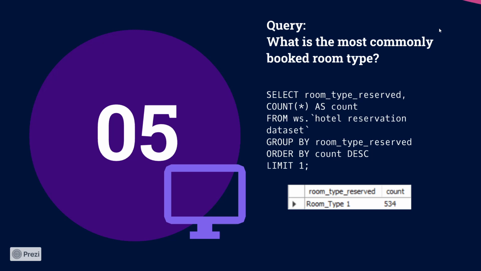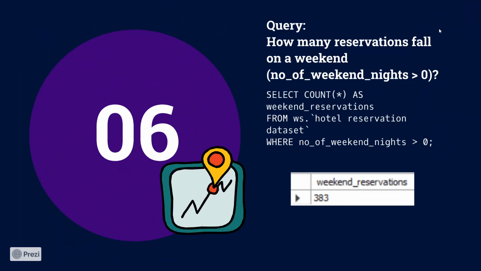Moving on with our fifth query, what is the most commonly booked room type? I applied this query in which I selected the room type reserved column and the count of all the columns from my dataset, grouped by room type reserved, ordered in descending order, and took the first entry of it. Moving on with our sixth query, how many reservations fall on a weekend? That is, number of weekend nights is greater than 0. I selected all the columns from the dataset where the number of weekend nights is greater than 0.